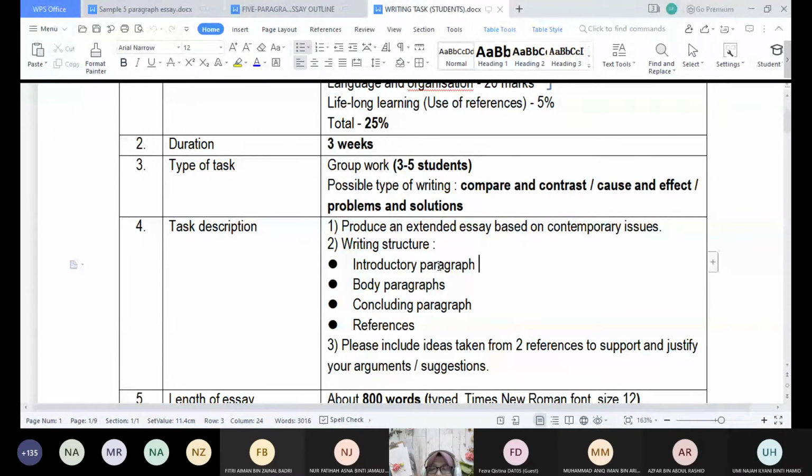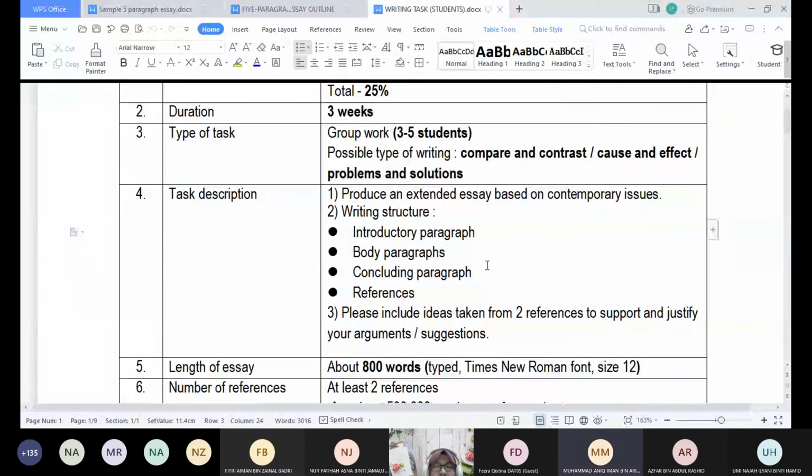you can start by writing the background of the problem. You can start by giving a definition. You can start maybe with a quotation by someone famous related to the topic, but at the end of the paragraph you end with a thesis statement. Okay, do you understand?